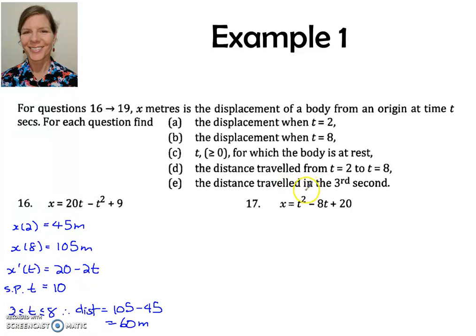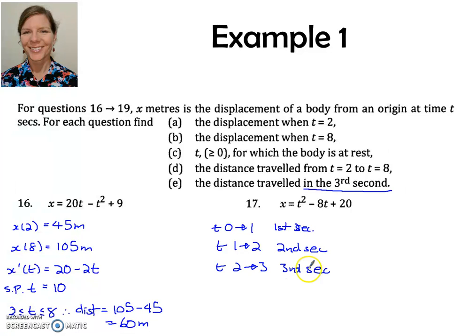Now, distance travelled in the third second. Okay, this often confuses students because they're not quite sure what you mean by the third second. So if you consider t0 to 1 is the first second, t1 to 2 is the second second, t2 to 3 is the third second. Okay, so in the third second it's saying, well, how far has it travelled between x at 3 and x when t equals 2. So between x when t equals 3 and x when t equals 2, the displacement there.